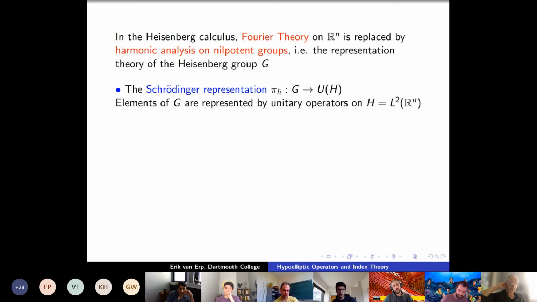Okay, so just as a reminder, this is all hopefully at least vaguely familiar, the Schrodinger representation known from physics.